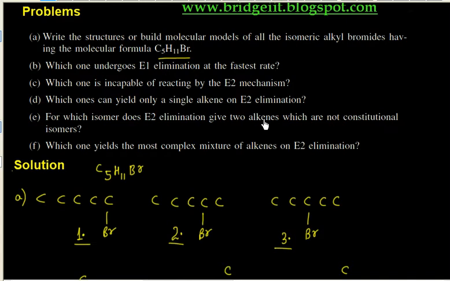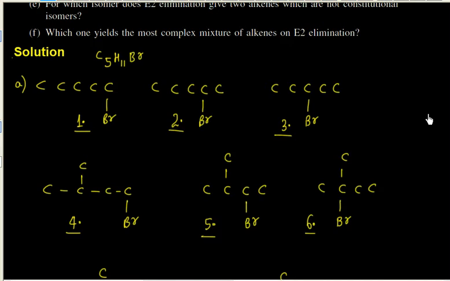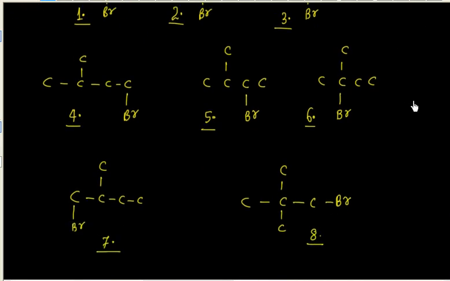Part 1 says which one goes through E1 elimination at the fastest rate. So for E1, the carbocation stability should be highest. That is the tertiary carbocation. If I need a tertiary carbocation, this compound will generate a tertiary carbocation. All the others will generate primary, but this will generate a tertiary carbocation. So this will give the fastest E1, because a 3-degree carbocation is formed in this case. So this is the answer for part B.